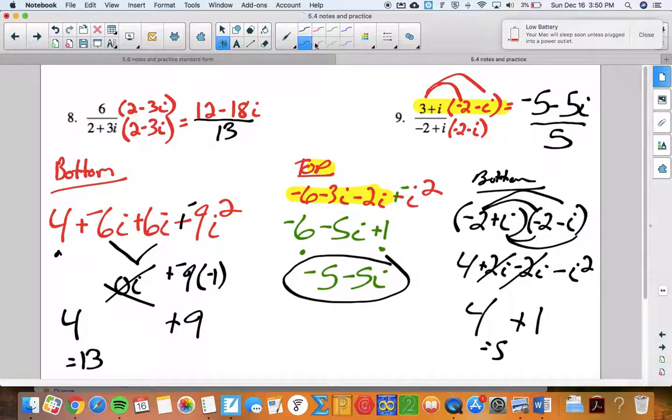So this is a good answer, folks, but notice both of my terms in the numerator are divisible by 5. So negative 5 divided by 5 is negative 1. And then negative 5i divided by 5 is negative 1i, or just negative i. So that should be the best answer. Let's recheck it.